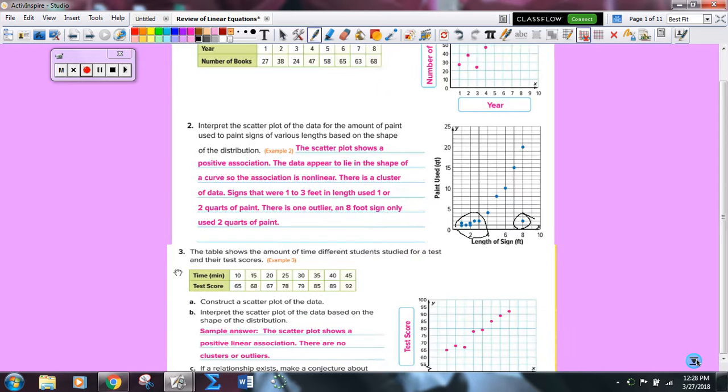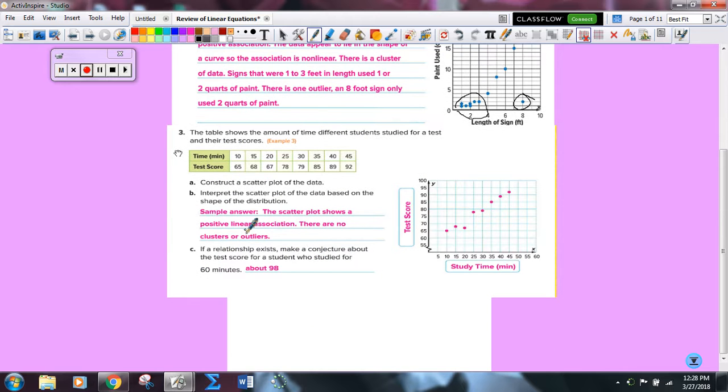If you look at number 3, again, we make our scatter plot. It shows a positive linear. It's not exactly linear, but I could approximate that data with that straight line. And there is no clusters or outliers. And if I continued that line that I drew until about 60 minutes, it would be about, they said 98, somewhere around 100.